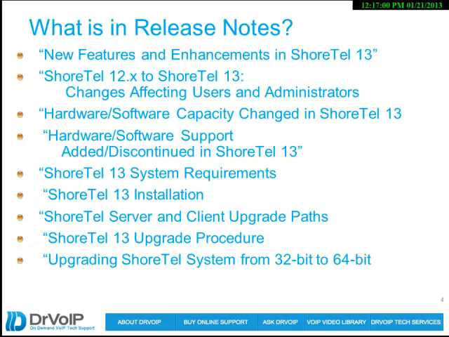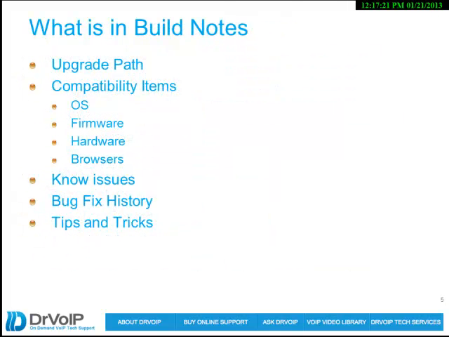You're going to find system requirements, installation requirements, all of your client upgrade paths, even a recommended upgrade procedure in your release notes. And again, you want to be aware of any changes to the OS requirements for your servers. Your build notes will contain an upgrade path. So if you're trying to figure out, can I go from version 9.1 to 13.1, the answer to that question will be found in your build notes.